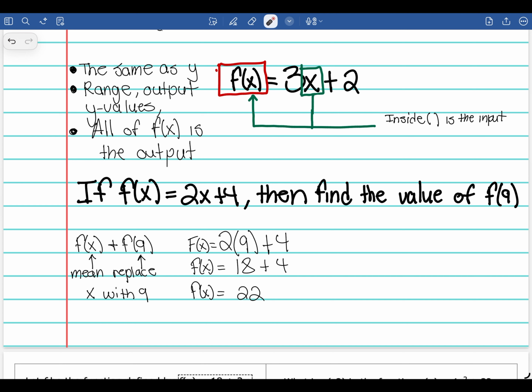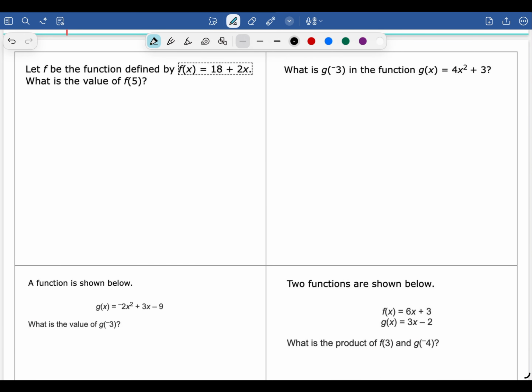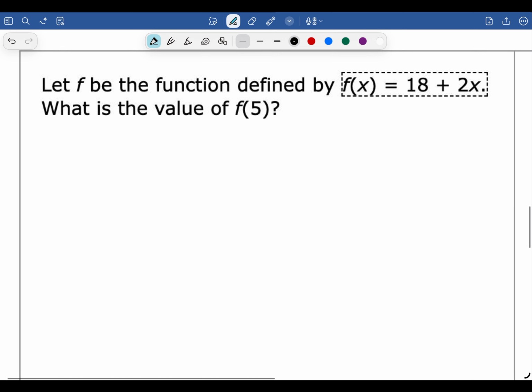Now that we have a background or a little bit more information about it, let's look at some examples. Alright, so looking at our first example. First example says, let f be the function defined by f of x is equal to 18 plus 2x. It says, what is the value of f of 5?